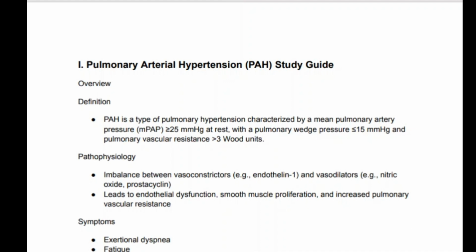Spot on. And to remember those key pathways involved in PAH, remember the mnemonic VEN. V for vasoconstrictors like endothelin, E for endothelial dysfunction, and N for nitric oxide deficiency. VEN. Gotta love a good mnemonic. So much easier to remember.